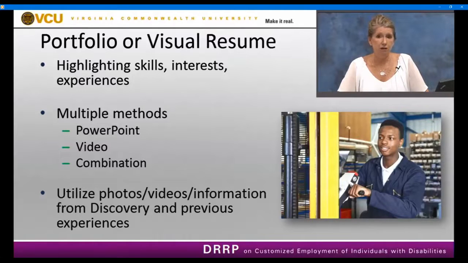We like to use PowerPoints, and in those PowerPoints use videos or a combination of videos and pictures. We've used iMovie and other apps before to highlight and show a short movie about the individual. And we use as many photos as possible, not only of the individual and what they have experienced doing during that discovery process, but also their interests and some of their high school activities that they've done, to build a nice, well-rounded picture of the individual.